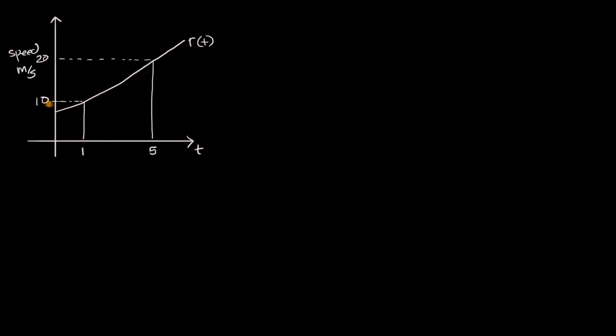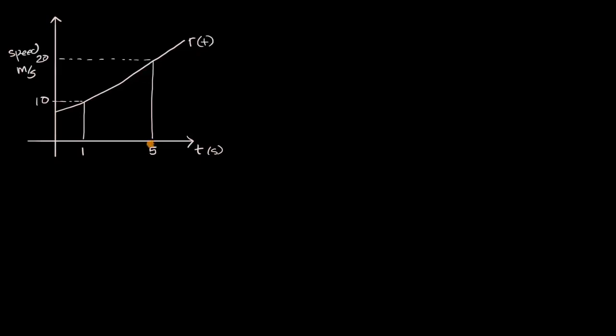At time 1, it is going 10 meters per second. And at time 5, let's assume that all of these are in seconds, so at 5 seconds, it is going 20 meters per second. So it is accelerating. Now, the relationship between the rate function and the area is that if we're able to figure out this area, then that is the change in distance of the car. So rate, or speed in this case, is distance per unit time. If we're able to figure out the area under that curve, it will actually give us our change in distance from time 1 to time 5.